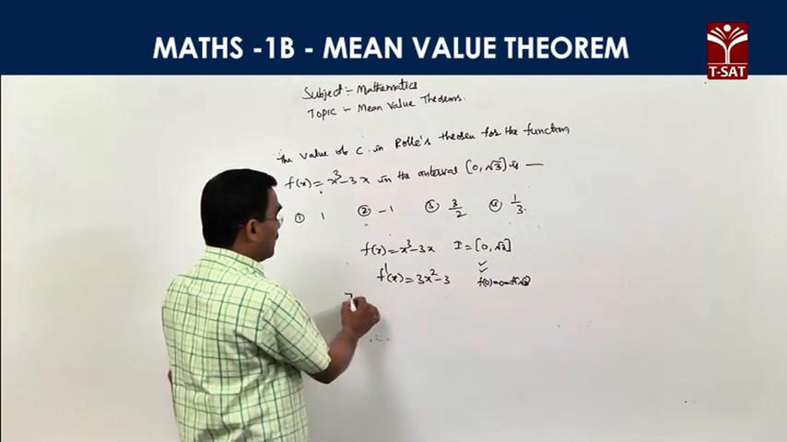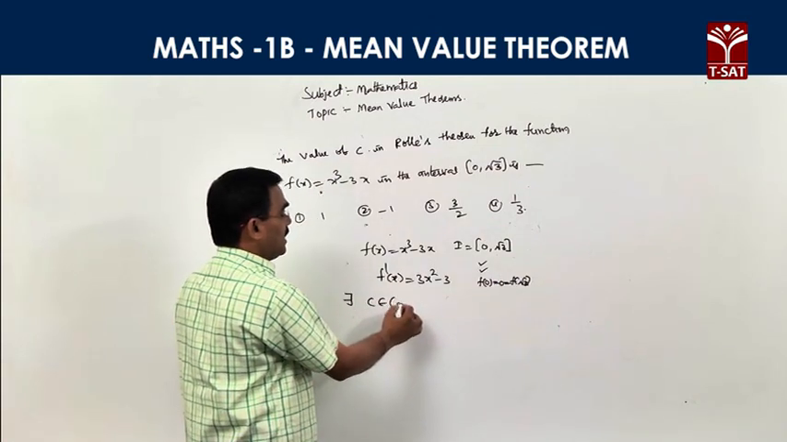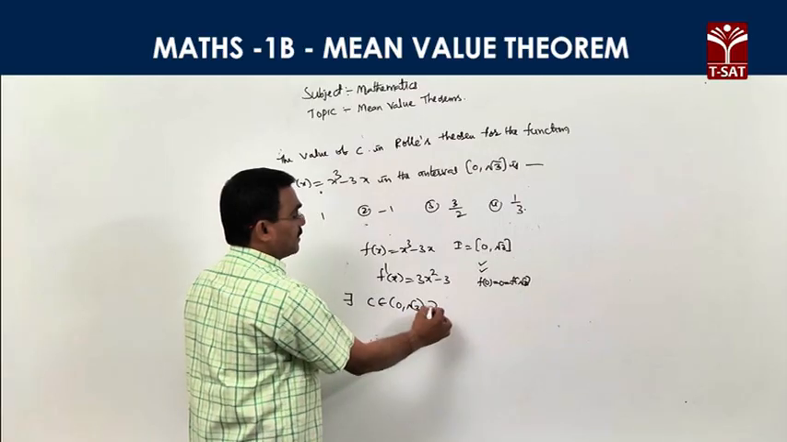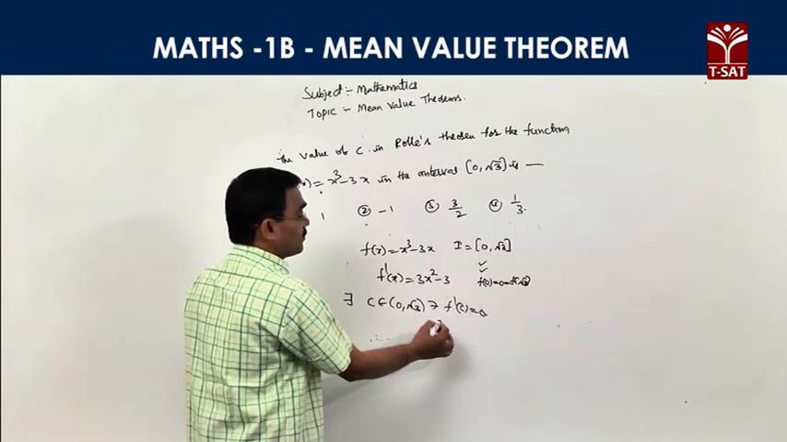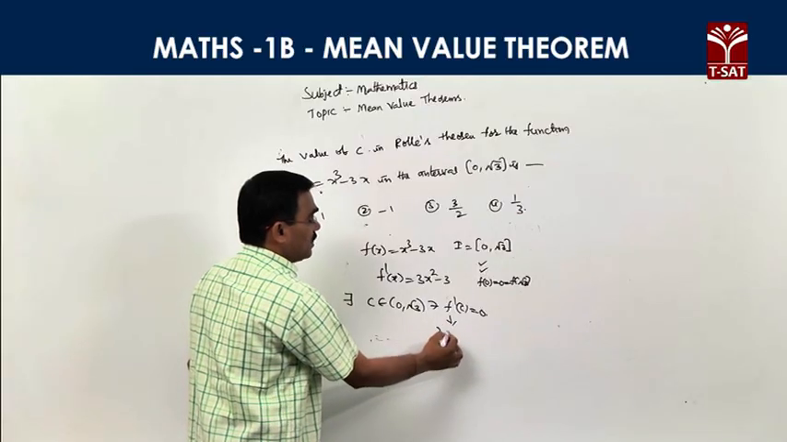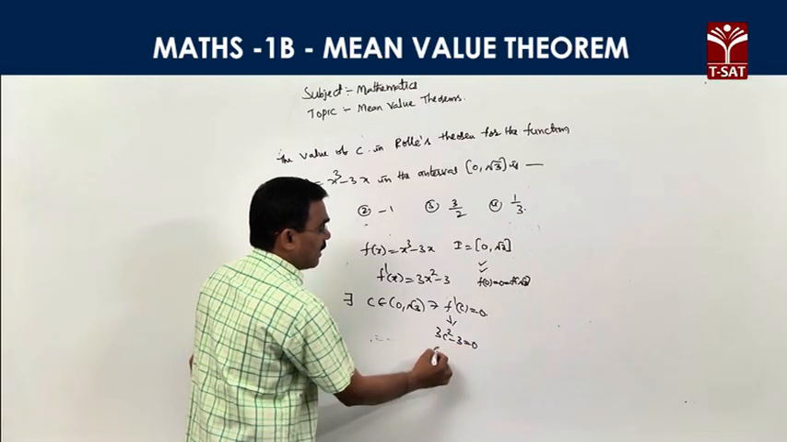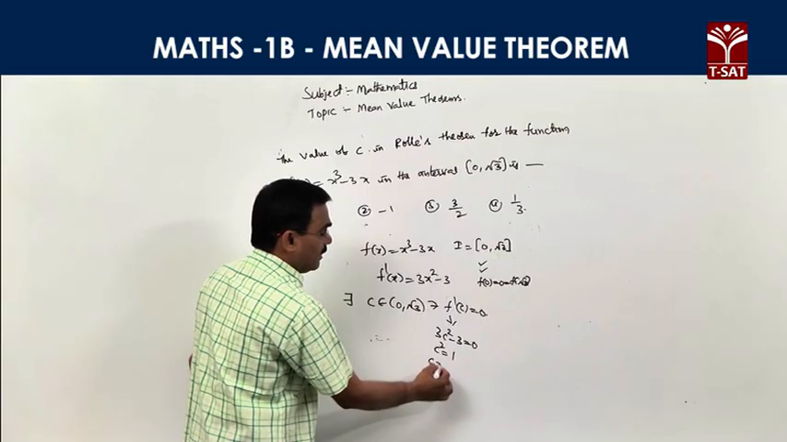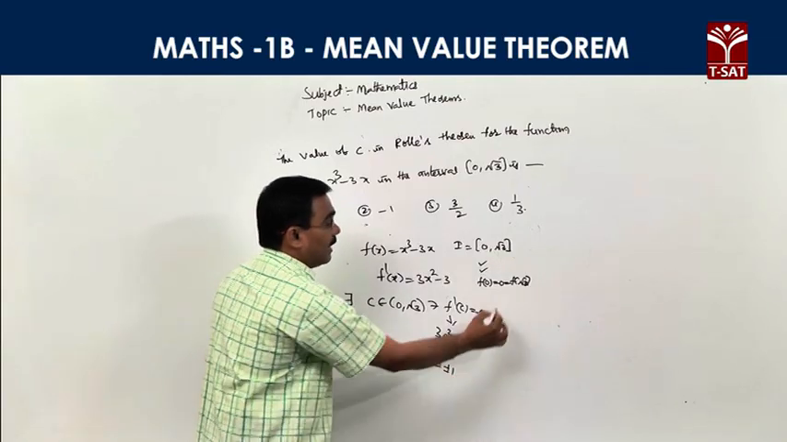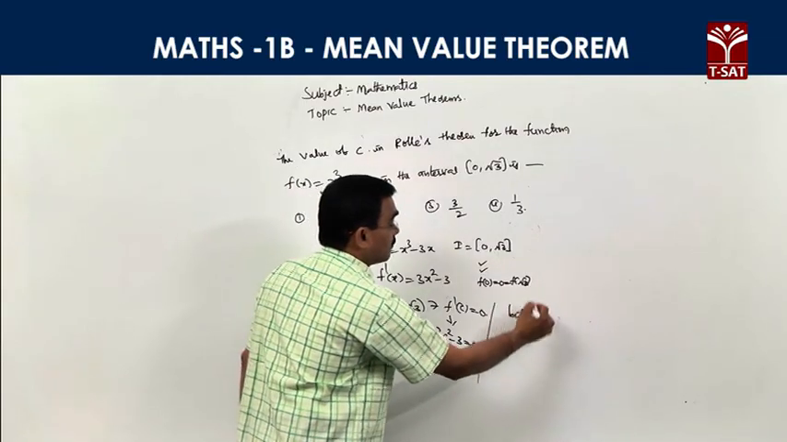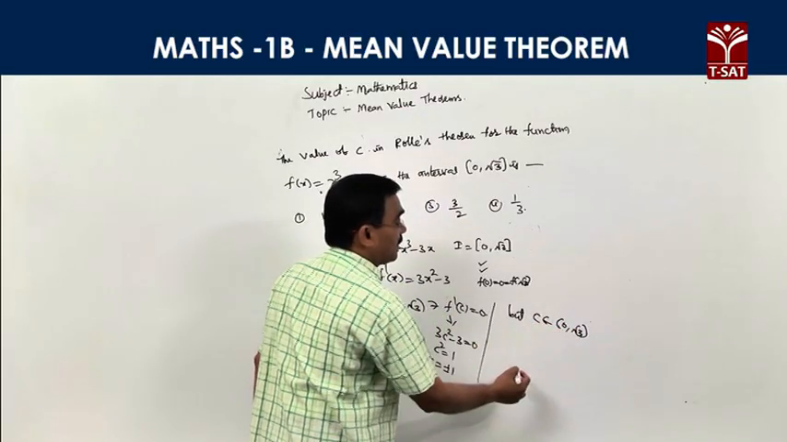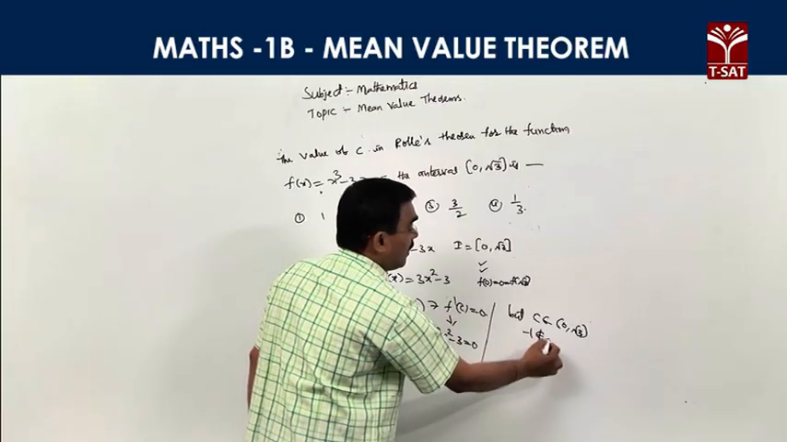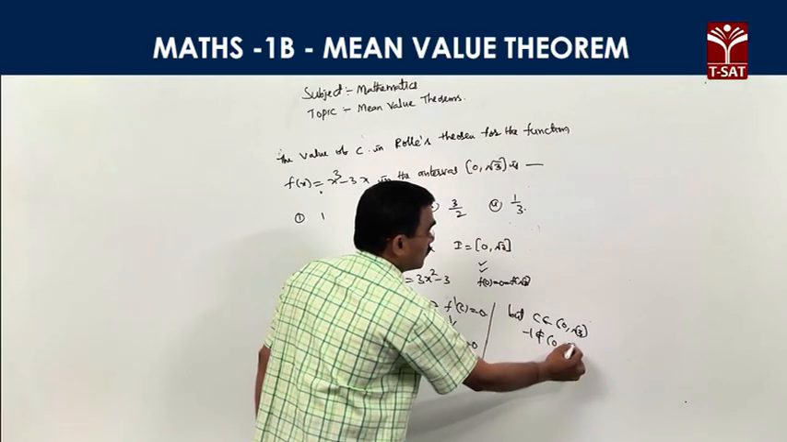According to Rolle's theorem, there exists at least one c belonging to the open interval 0, √3 so that f'(c) is equal to 0. Whatever the f'(c) is, 3c² minus 3 is equal to 0. c² is equal to 1, c is equal to plus or minus 1. But our c belongs to the open interval 0, √3. Minus 1 does not belong to 0, √3.